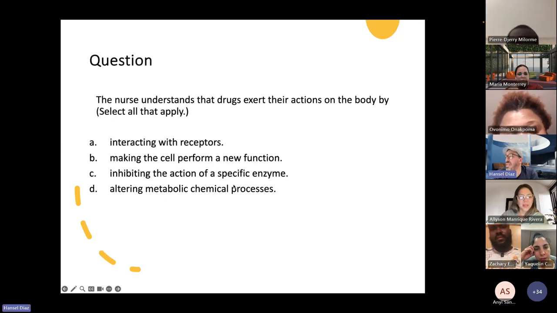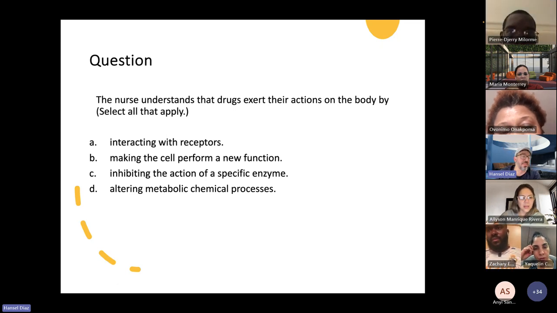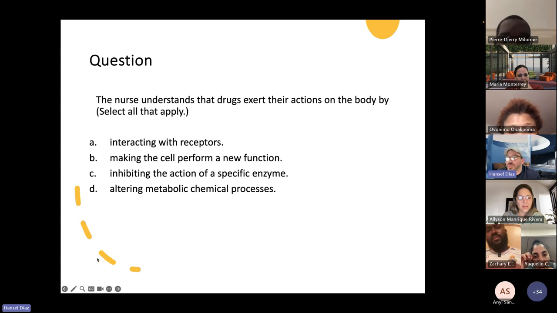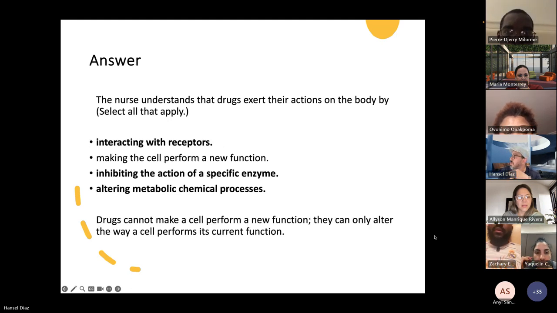The nurse understands that drugs exert their action on the body by what? Interacting with receptors. Do they interact with receptors? They all interact with receptors, of course. Or inhibiting the action of specific enzymes. Do they make the cell perform a new cell function? No.